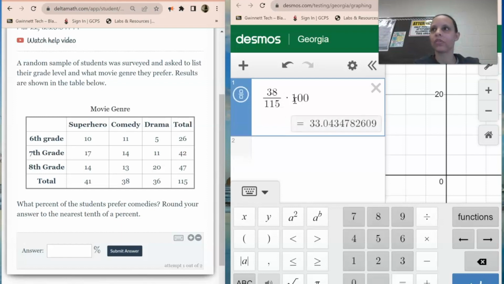And then you're going to round to the nearest tenth of a percent. So that's one number after the decimal. So does the 4 change anything? No. So this is 33.0%. So 33%.